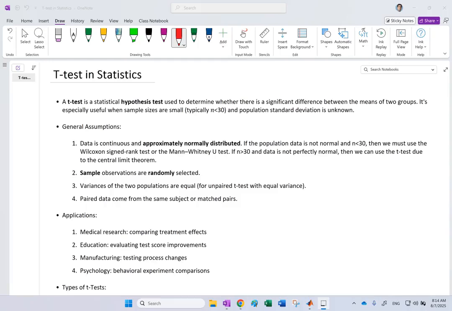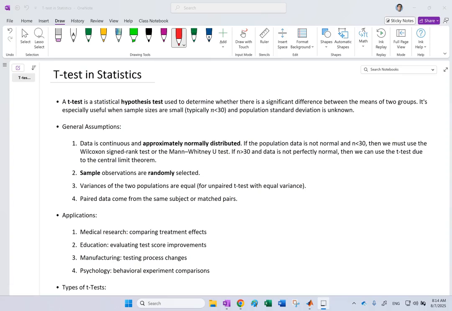Hello everyone. In this video, we are going to talk about the t-test. This is a very common test that is used in statistics, and we can use it in engineering as well in lots of different places. So here, as one of the videos under the playlist Engineering Mathematics, I want to talk about this test.